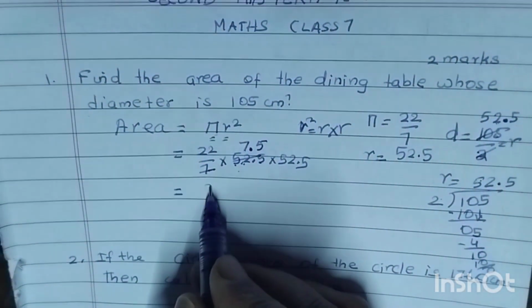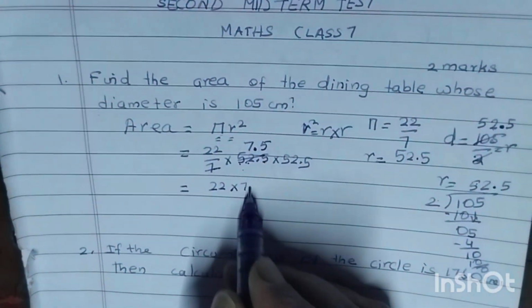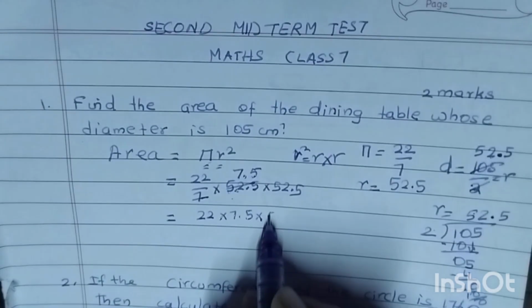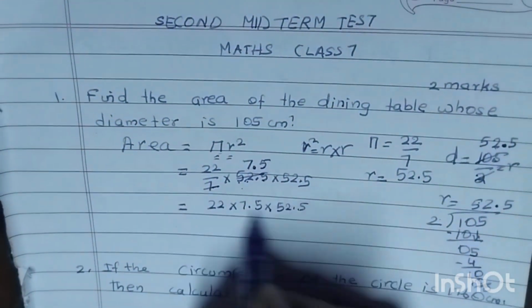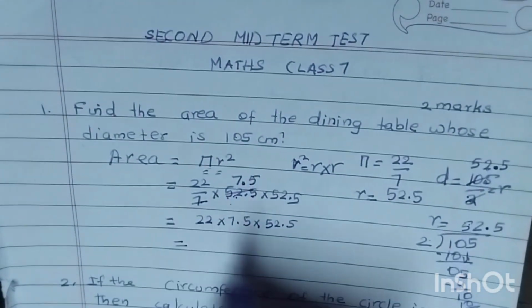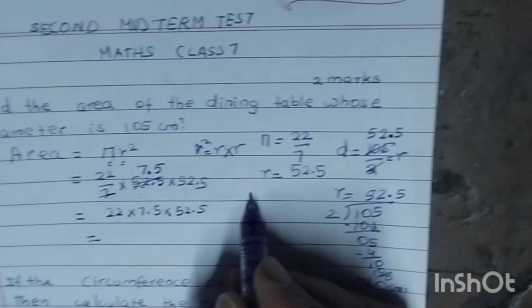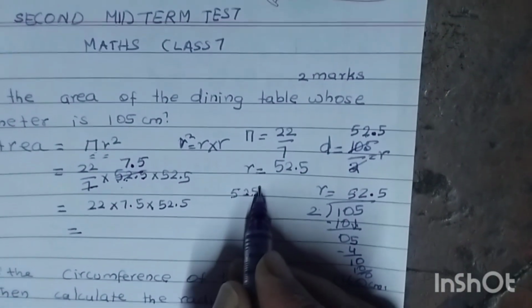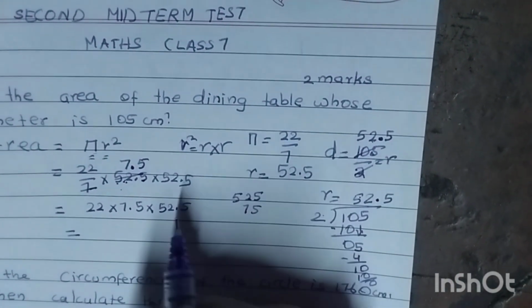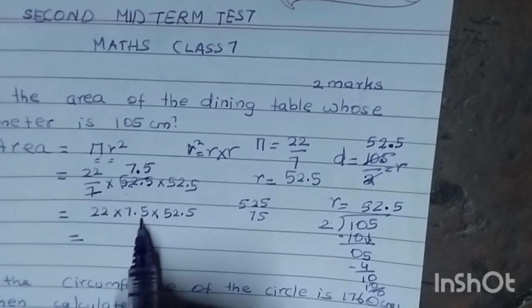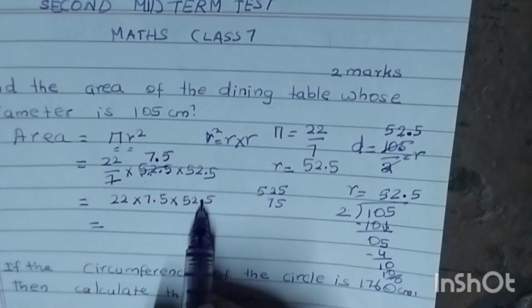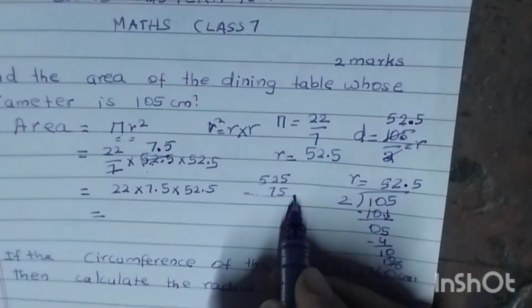So now your answer will be 22 into 7.5 into 52.5. This multiplication will give you the answer. So let us start multiplying here. It is 52, 525, 75. See, whenever you are doing multiplication, you don't need to put the decimal point. Just write the numbers. Okay, so you multiply. Let's see what is the answer.